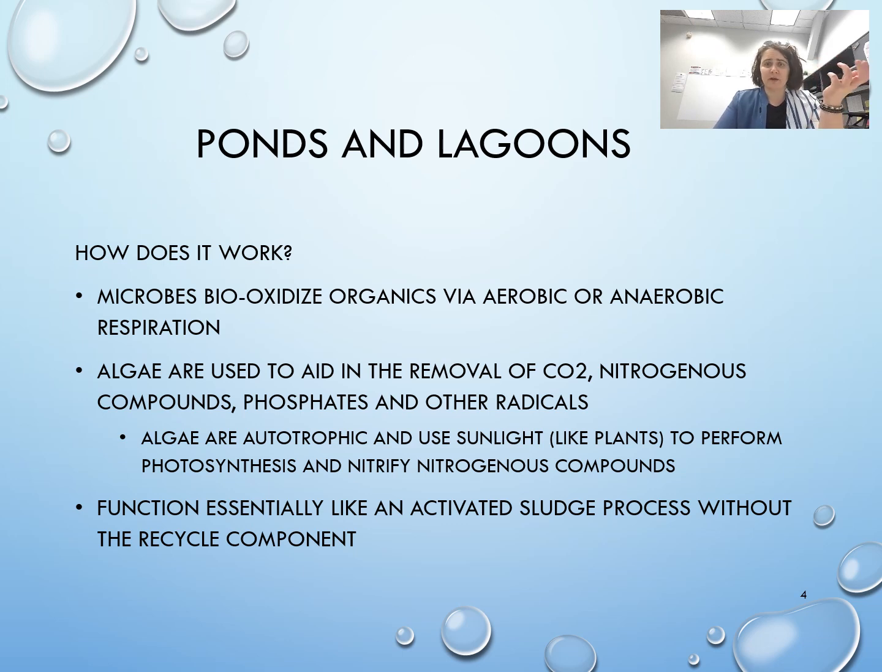And one thing that's a little bit different in ponds and lagoons is that we also use algae. And we let algae grow in many of these systems, and they aid the removal of CO2, nitrogenous compounds, so things like ammonia and nitrates, phosphates, and other radicals. So algae are autotrophic, and they use sunlight for their source of energy, much like plants do, to perform photosynthesis, and it's going to also help us nitrify nitrogenous compounds. So we have the benefit in ponds and lagoons of potentially getting nutrient removal from systems. So not only are we using bacteria like we use in our biogas digesters, but we're also using algae as a way to potentially remove other contaminants.